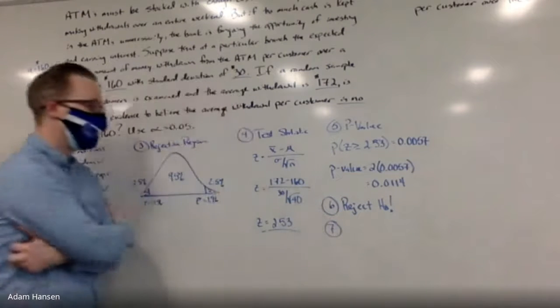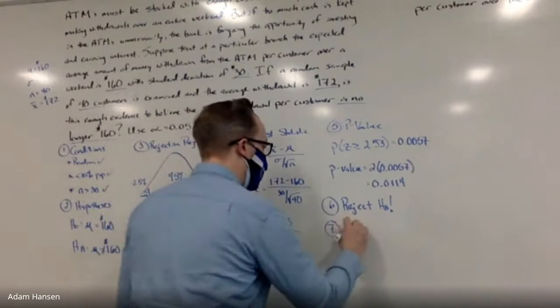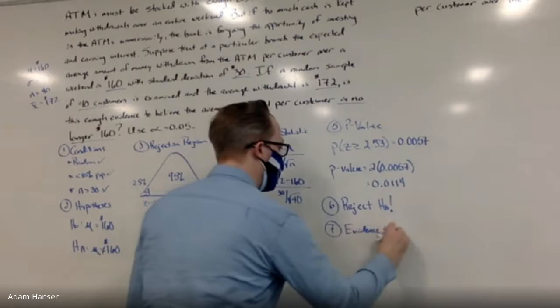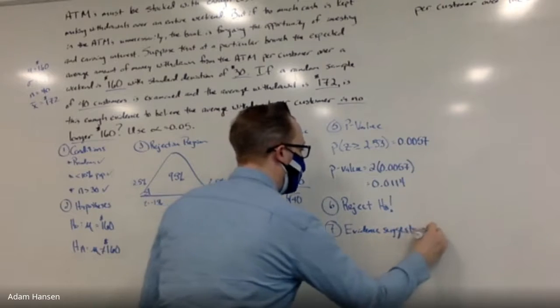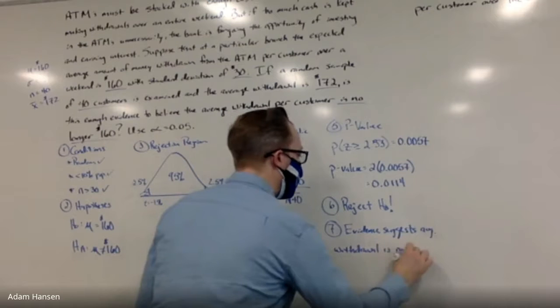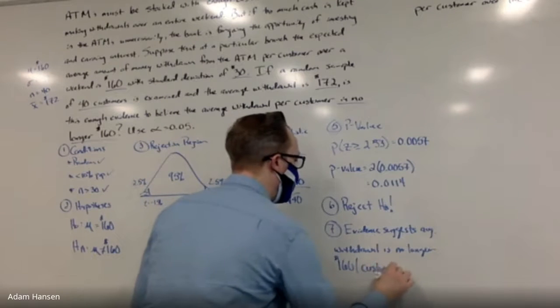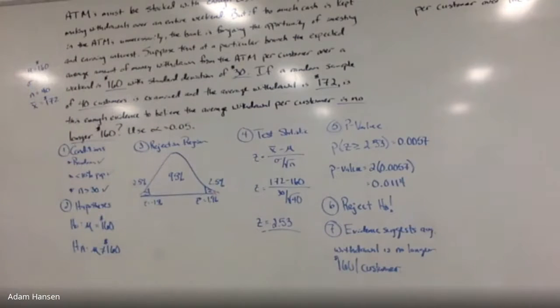Frame your conclusion. This is a significant result. The evidence has shown what? We're going to convict here, in other words. The evidence suggests the average withdrawal is no longer $160 per customer. That's probably great.